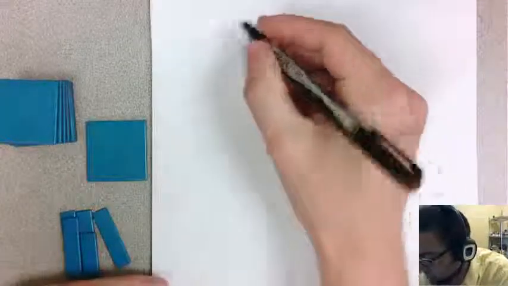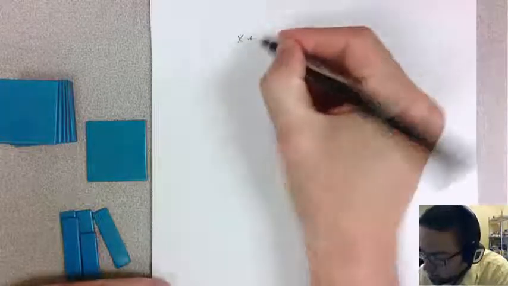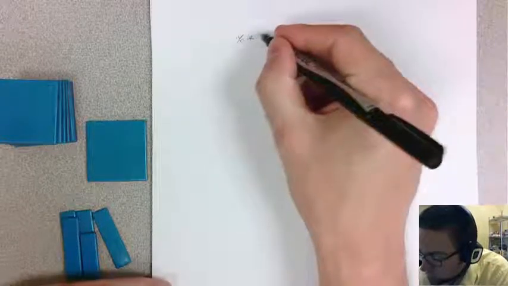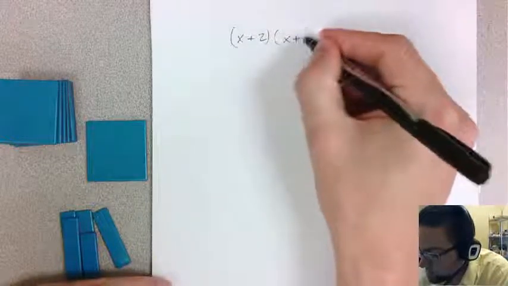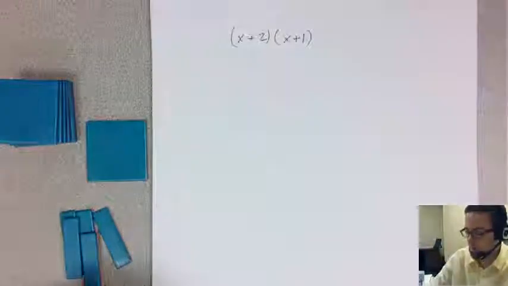Okay, welcome back. So we're going to do some multiplication of binomials. Binomials are just polynomials with two terms. So let's do x plus 2 times x plus 1, just to start simple.